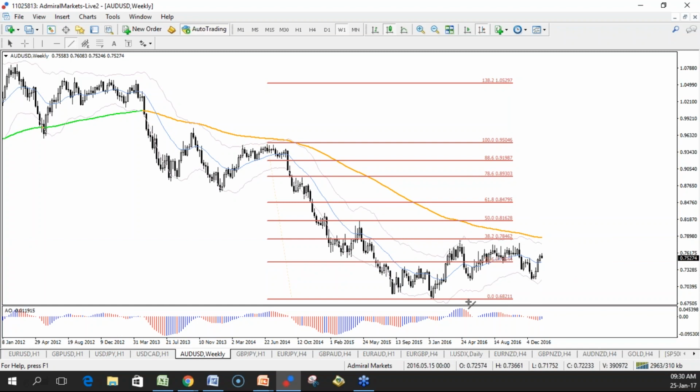From a breakout perspective, you can see that this was broken. That's something to be aware of. But we should also be aware of new support like this. So we can draw trend lines like that. We can draw resistance too, like this. So some trend lines always give some perspective, especially if price is at a shallow fib.